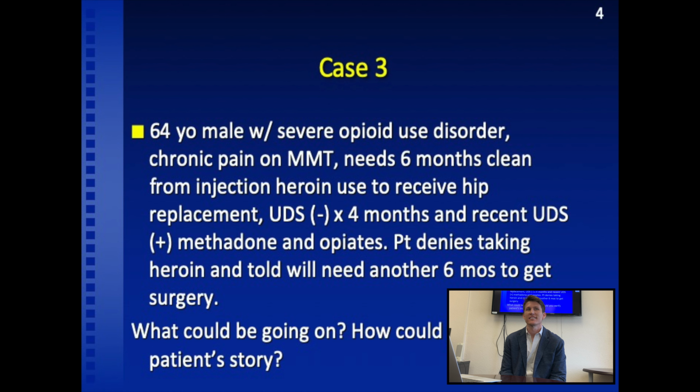Great. So it sounds like you've heard of something called 6-monoacetylmorphine, which is an intermediary metabolite, and if you find that in urine samples, that is pathognomonic for heroin use. So if that's not present, does anybody actually know what heroin is, chemically or structurally?